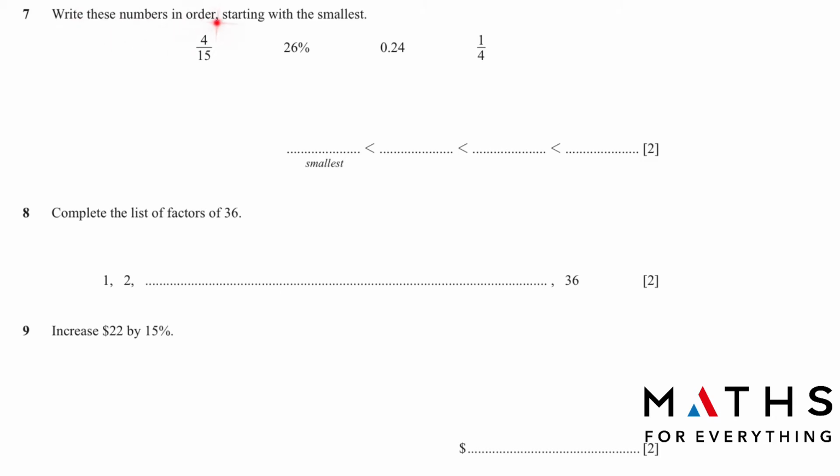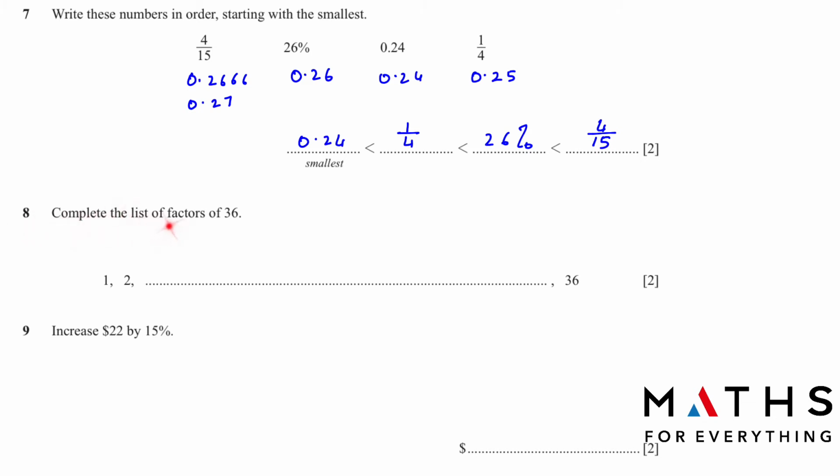Question number 7, write these numbers in order starting with the smallest. Always change your number to decimals. 4/15 will give us 0.2666. So if we round it, it will become 0.27. 26% is 0.26. This is 0.24 and this is 0.25. So which is the smallest? 0.24. And then is 0.25. We don't write the decimal form, we write the original. 1/4. Then we have 26%. And the last is the fraction 4/15.